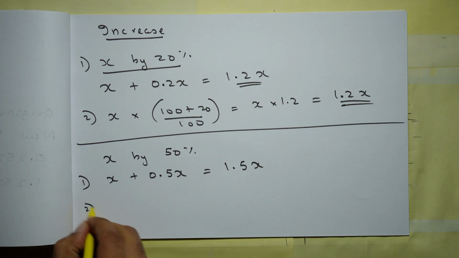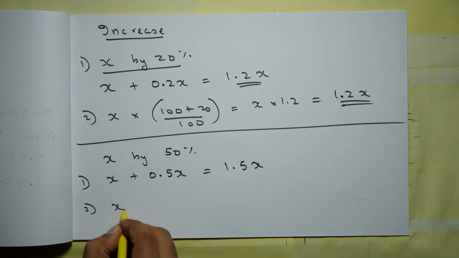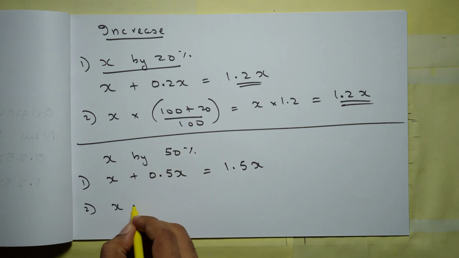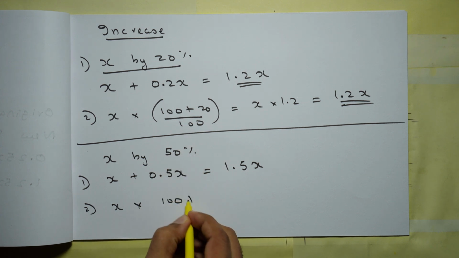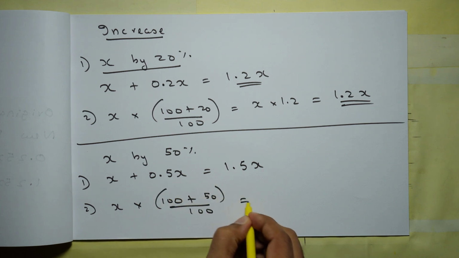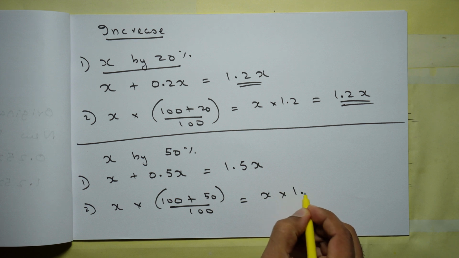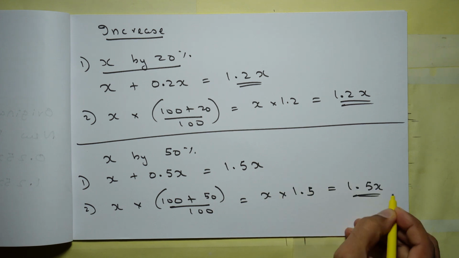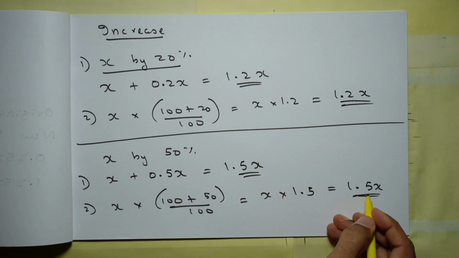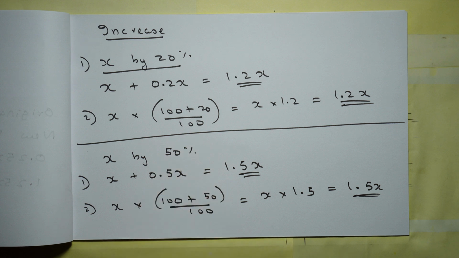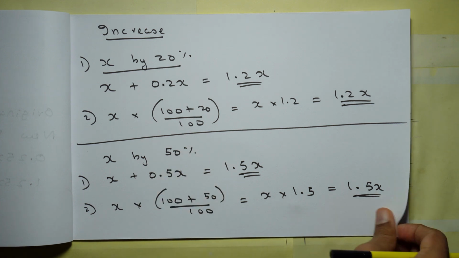The other method is like this. You have this value x, you need to increase it by 50%. So that will be x into 100 plus 50 by 100. So that you will get it as x into 1.5. So you will get it as 1.5x. So you can see both the methods give you the same answer. In both the cases, you will be increasing x by 50%. Let us take some more examples.